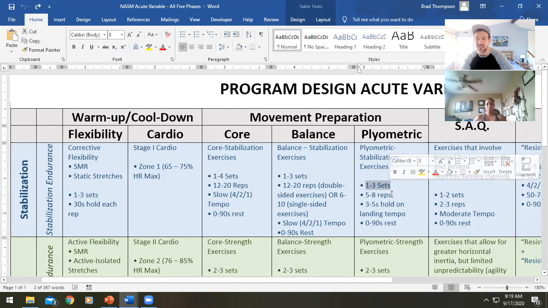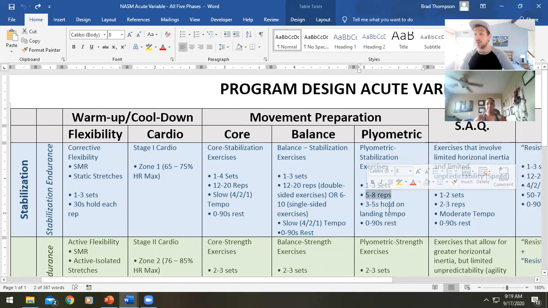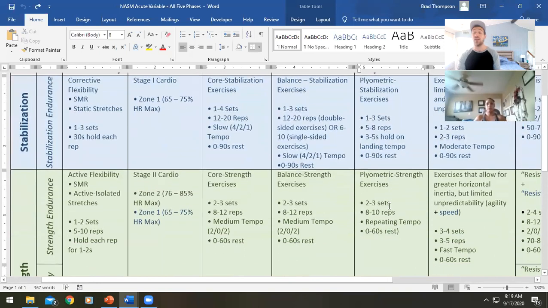So 1 to 3 sets, and we're going to do 5 to 8 reps, which is not very many repetitions. But again, it doesn't have to be, because we're just trying to teach the brain how to land, and we're holding those landings for 3 to 5 seconds every time. So when you're writing out your routine, you're going to do it exactly like that.